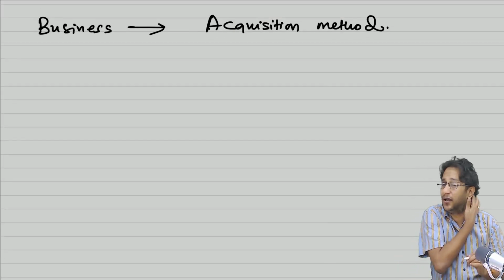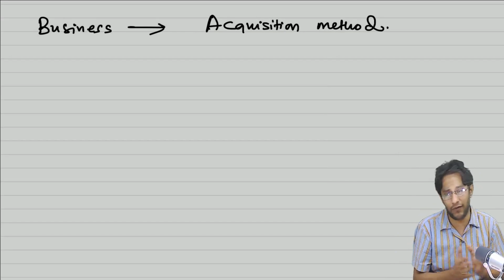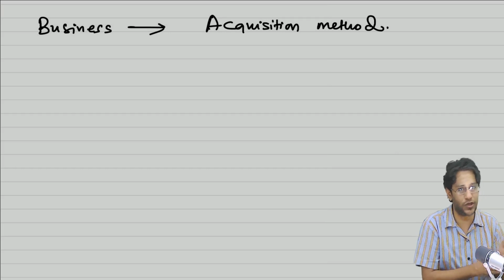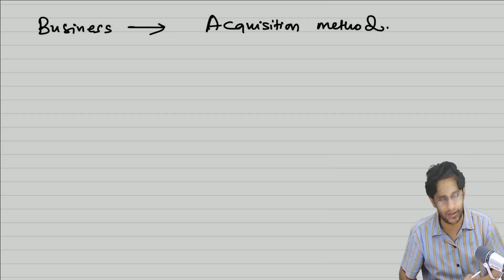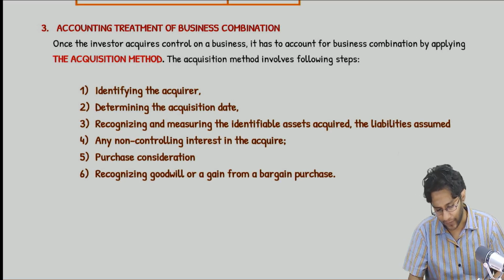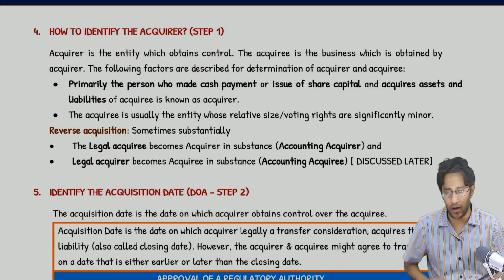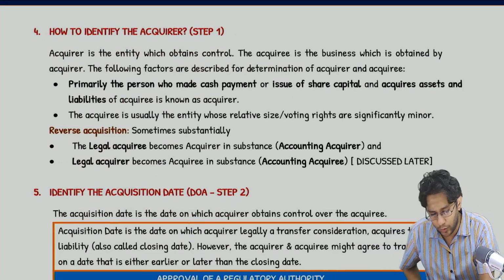Sir, in the standard, if you go in order, there is a particular way of learning. We'll try to stick to that way as much as possible, but here and there I may deviate to make things a little easier for you. Anyway, first thing: you have to identify who is the acquirer.